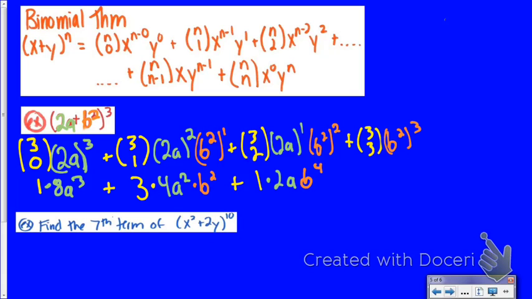Then my last one, I know 3 over 3, that coefficient is 1. And then 1 times b squared to the third power. A power to a power I multiply, so that's b to the 6th.